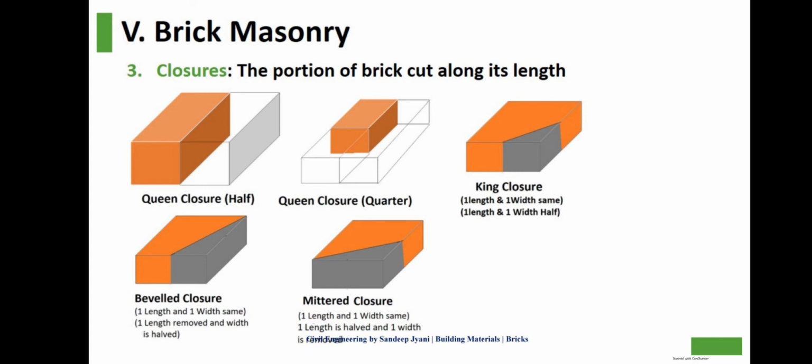Closures. The portion of brick cut along its length. First, half queen closer and quarter queen closer. Second, king closer, one length and one width with same cut. Fourth, beveled closer, one length and one width with same cut, and width is halved. Fifth, mitered closer, one length is halved and one width is halved.